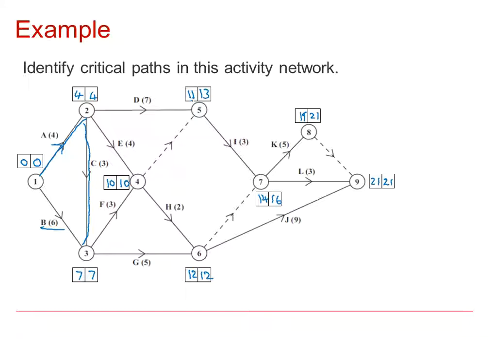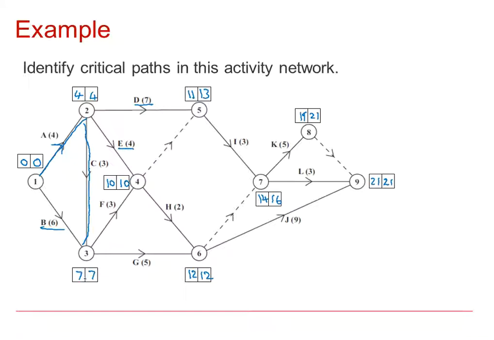If we look at D, I can see there's float here. D could finish between 11 and 13, therefore D is definitely not critical because there's float at the end. E has to start at 4, has to finish at 10, but it only lasts for 4 units of time, so 10 take away 4, take away 4. E has 2 units of float, so not critical.